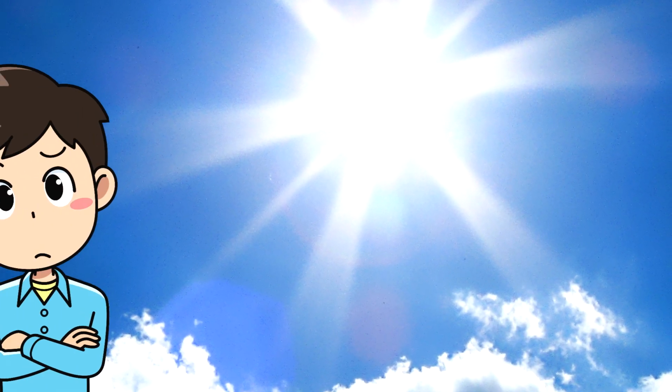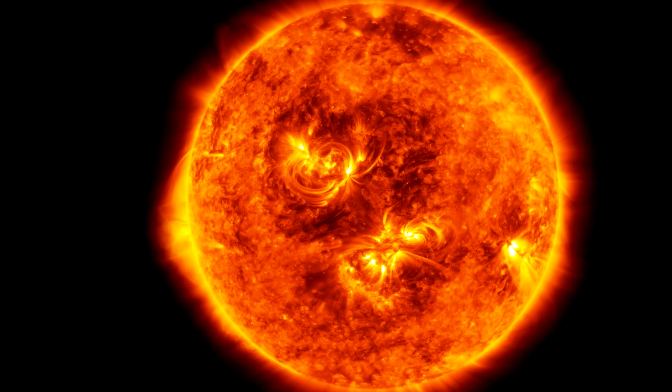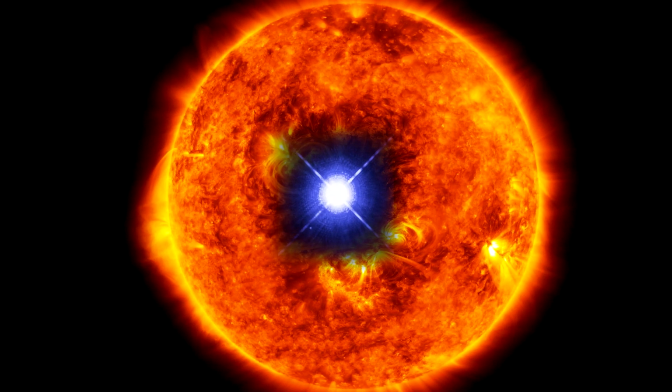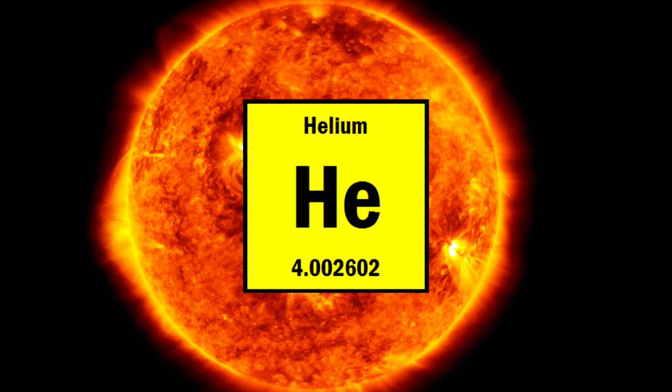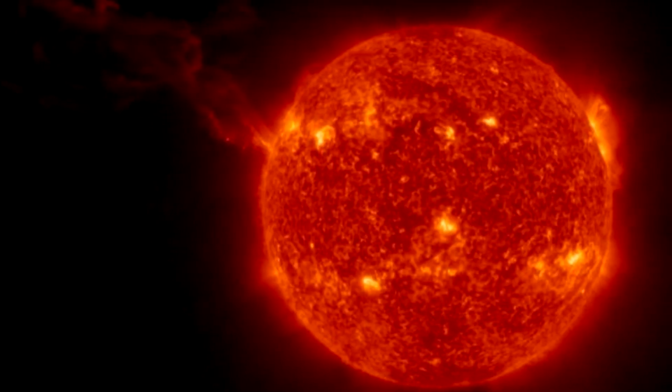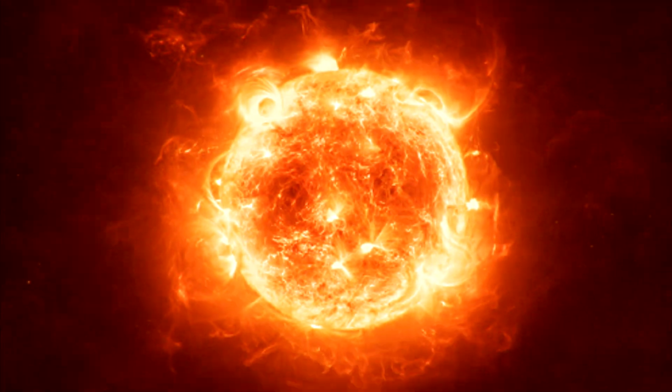You wake up in the morning and look towards our own sun and wonder, what kind of star is this? Our sun is a medium main sequence star that started its life by fusing hydrogen into helium and has been doing so even today. In the future, it will start fusing helium into carbon, which will cause it to heat up into a red giant.